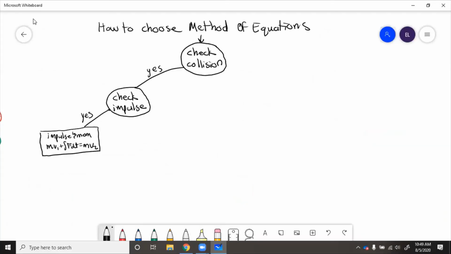If there is no impulse, then momentum is conserved. So we have mA vA1 plus mB vB1 for two objects A and B that collide equals mA vA2 plus mB vB2. And then we also use the e equation. e equals negative (vA2 minus vB2) over (vA1 minus vB1).